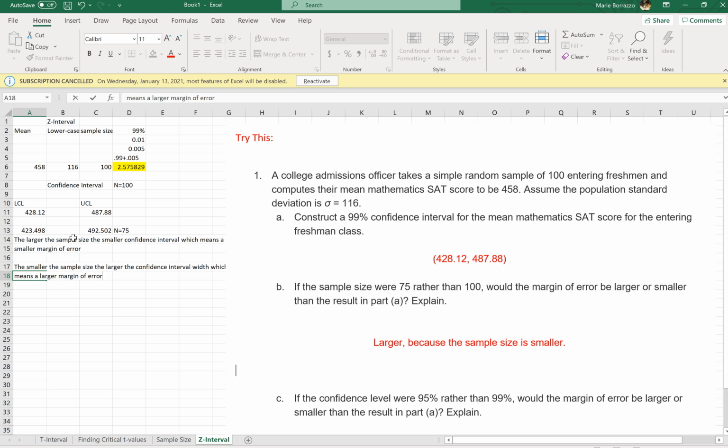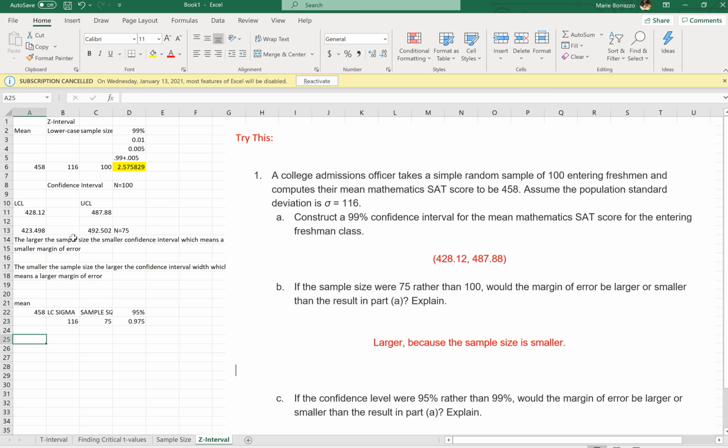Okay, and then in this last part, what they're asking you to change, it says if the confidence level were 95% instead of 99%, given all else the same. So in part C, we're looking at, again, the mean, no change, that's going to be 458. The standard deviation, lowercase sigma, doesn't change, that's still 116. Our sample size at 75 does not change. And our confidence level, 95%. So we're going to use a critical value of 0.975. And notice I'm using the decimal equivalent.